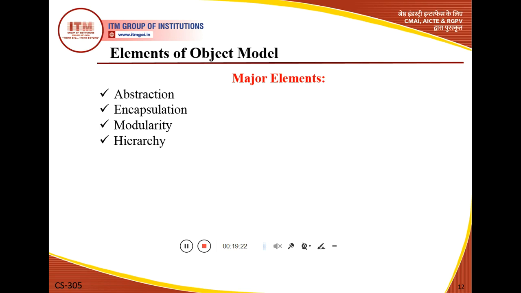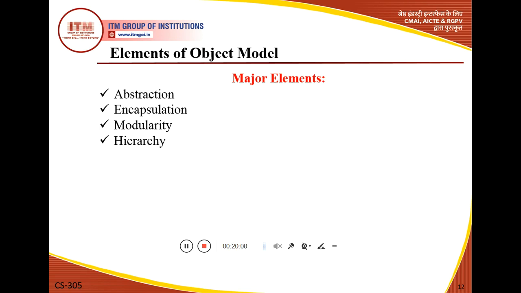So abstraction is one of the fundamental concepts that will be used to represent the object model, and abstraction focuses on the outside view of an object, and it will implement the essential behavior. So this is an important element of the object model. And I already discussed the example of abstraction. What do you mean by data abstraction and what are the examples of abstraction?